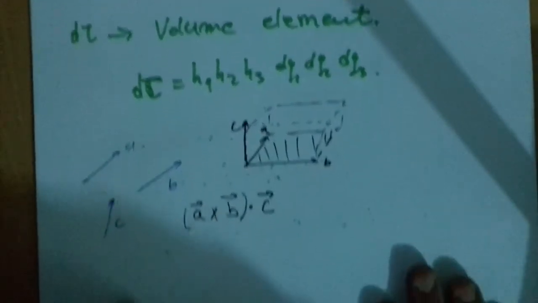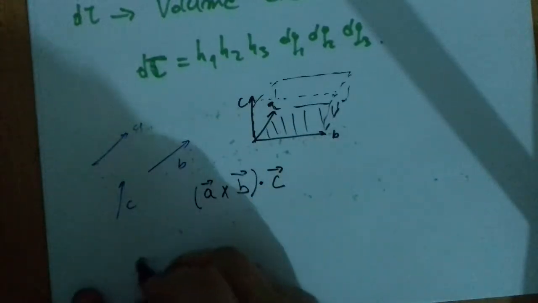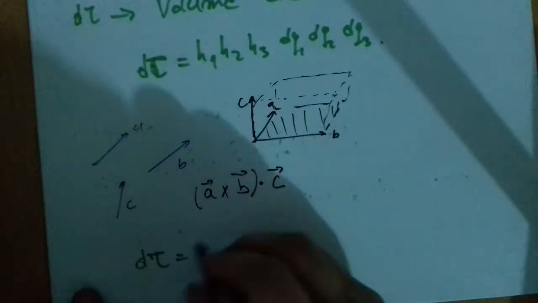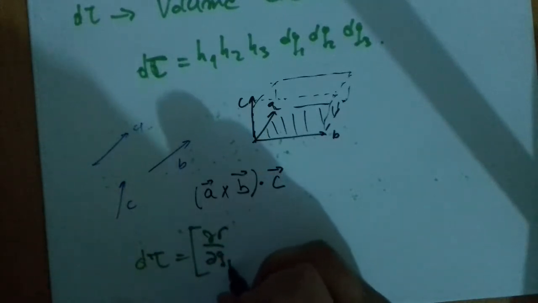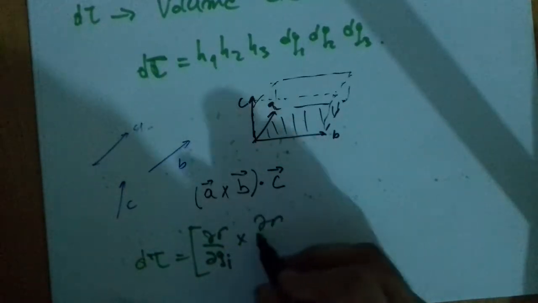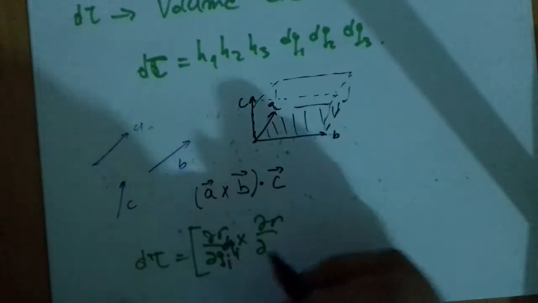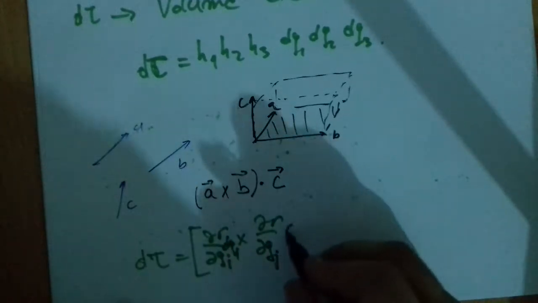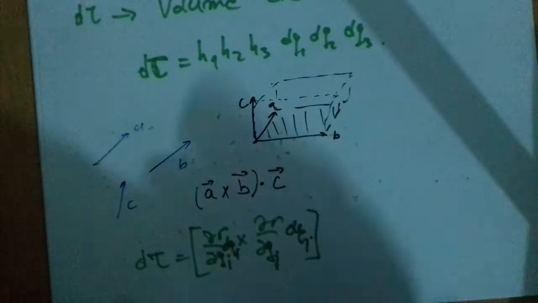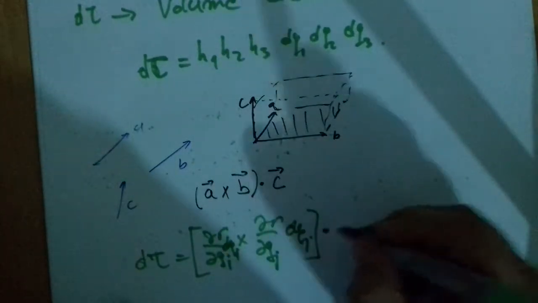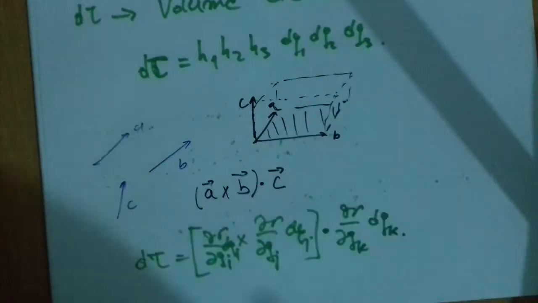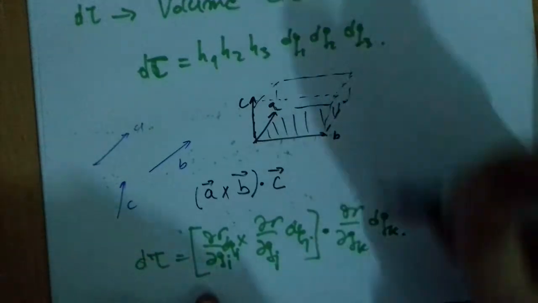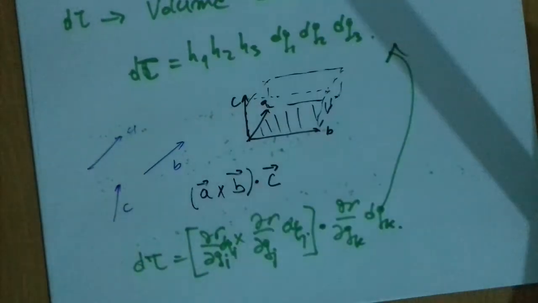And the same goes here, for d tau: first we have to find partial of r, partial of qi dqi, cross partial of r, partial of qj dqj, dot partial of r, partial of qk dqk. So from this form, we have this one.